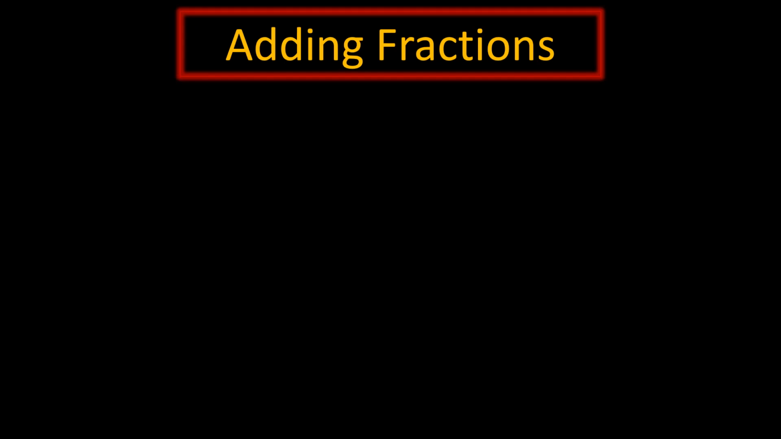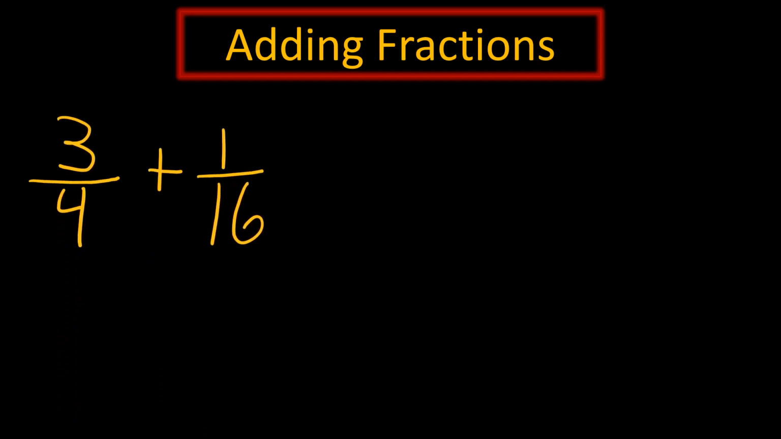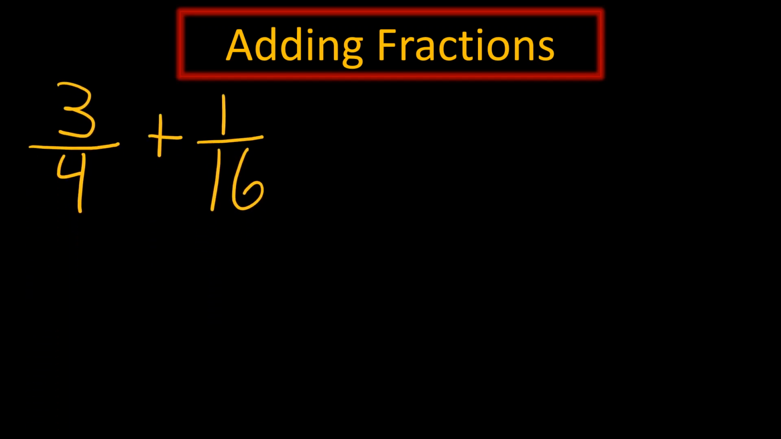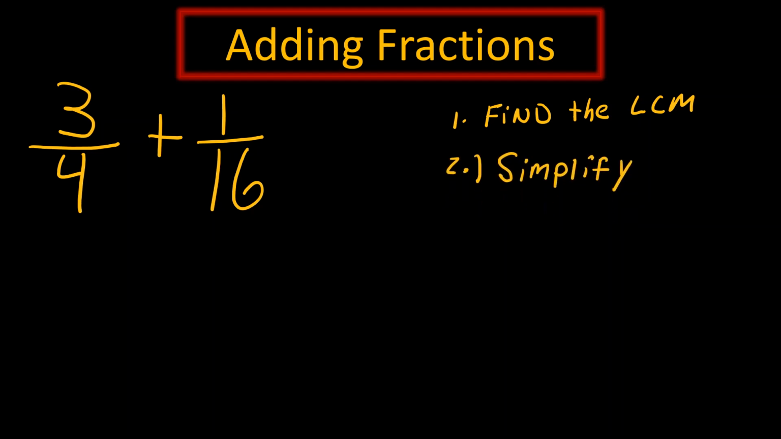In this lecture, I'd like to talk about adding fractions with unlike denominators. For example, let's say we have 3/4 plus 1/16. The first thing we need to do is find the lowest common denominator, or LCM. If you haven't seen my video on finding the lowest common denominator, please be sure to do so. The link is in the description. The second thing we want to do is simplify.